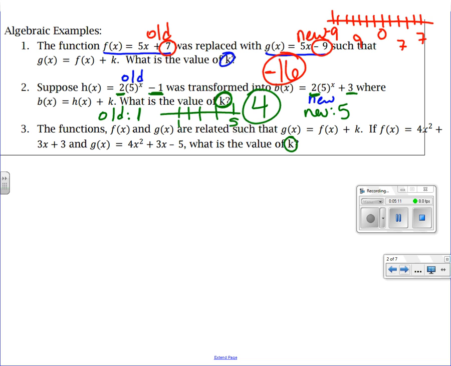All right. Number 3, f of x and g of x are related, such that g of x equals f of x plus k. What is the value of k? Andrea, what's your old one? Very good. This is your old one. Haley, what's your new one? -5. New. And Chuck, how do you go from +3 to -5?